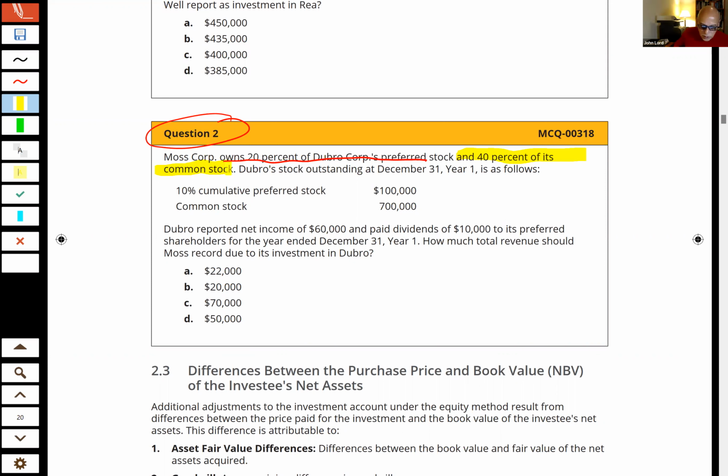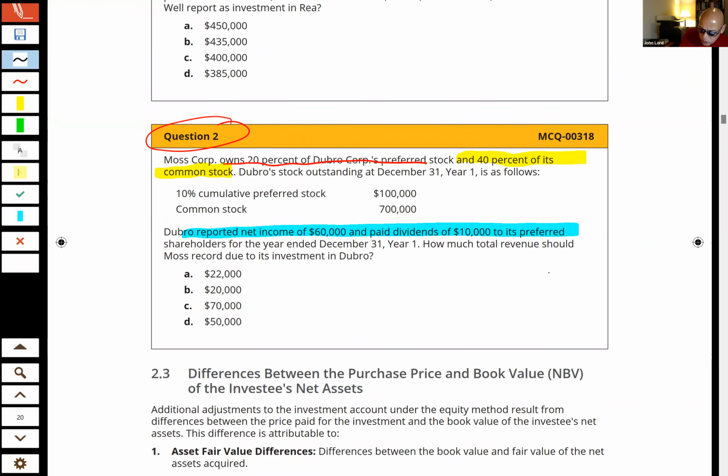Okay. But we take a look here and they tell me that there was net income of 60,000 and they paid dividends of 10,000 to the preferred shareholders. Now, the way I look at that question is I say, well, 10,000 times what? Times the 20%. I know that there's at least 2,000 that's coming to us from these preferred shares. I'm just going to put P here for preferred. Now I just have to figure out what percentage of the income I should take. I don't have to figure out the percentage because they told me I'm 40%. So I know I'm going to apply 0.40 to some number.